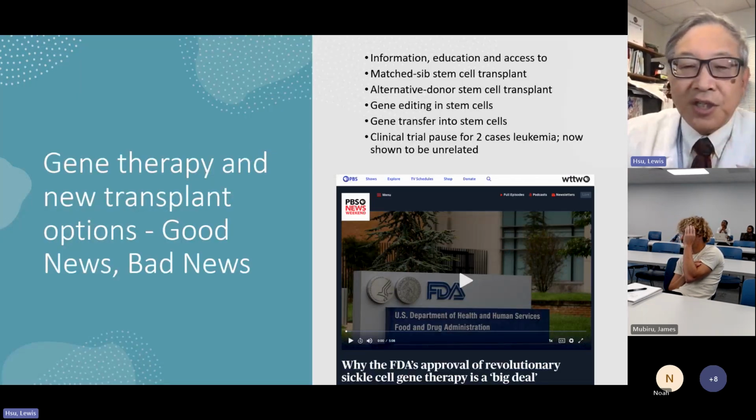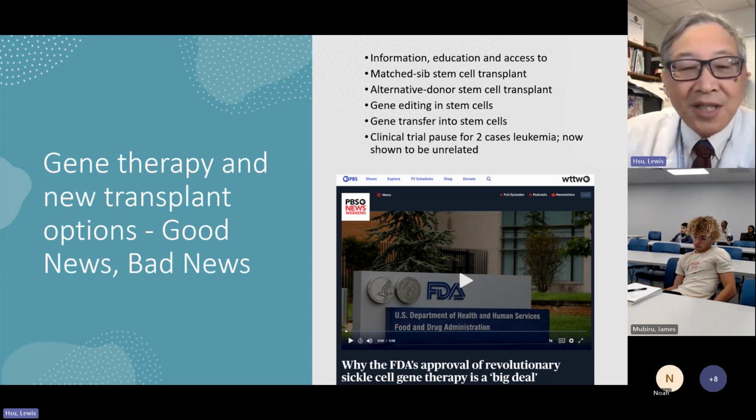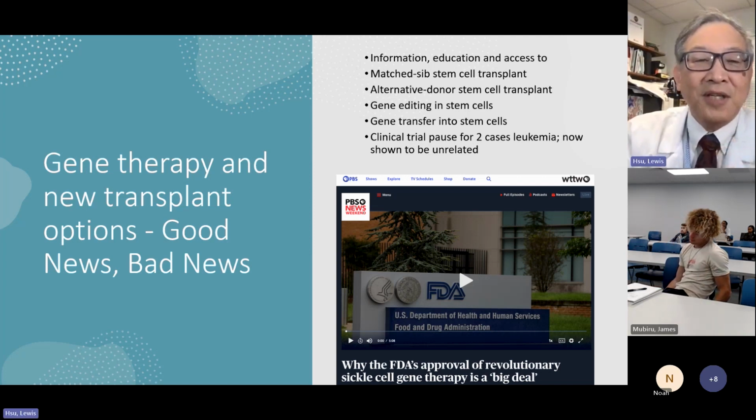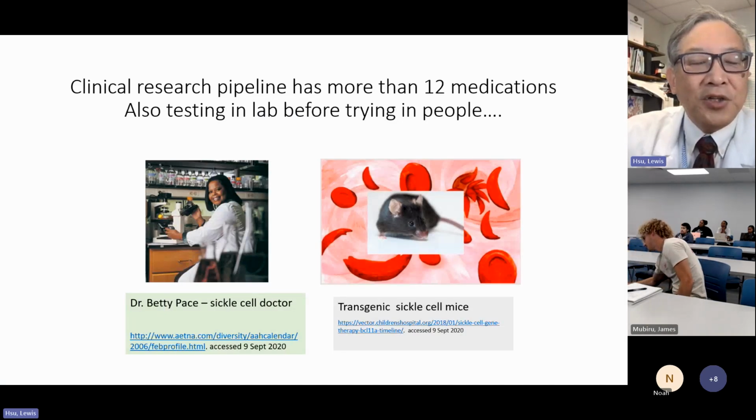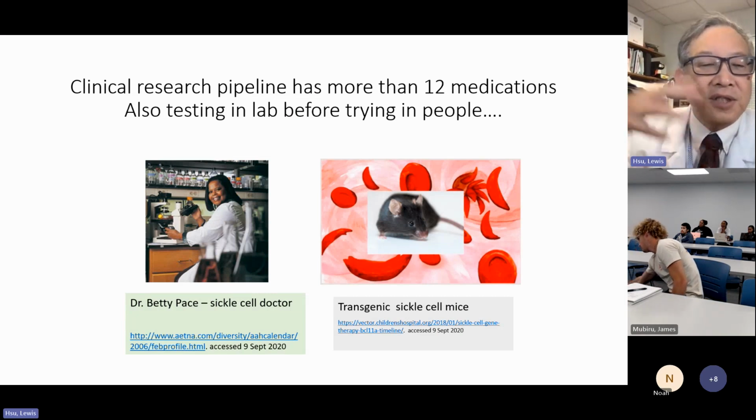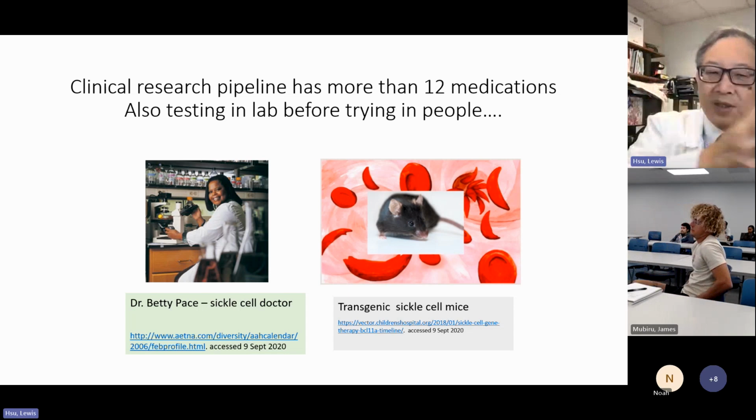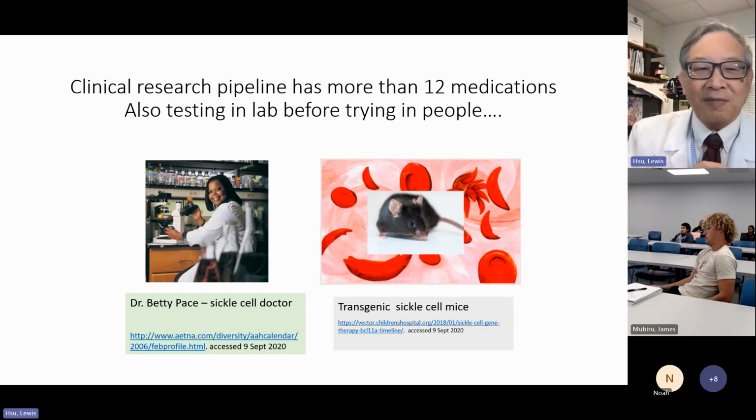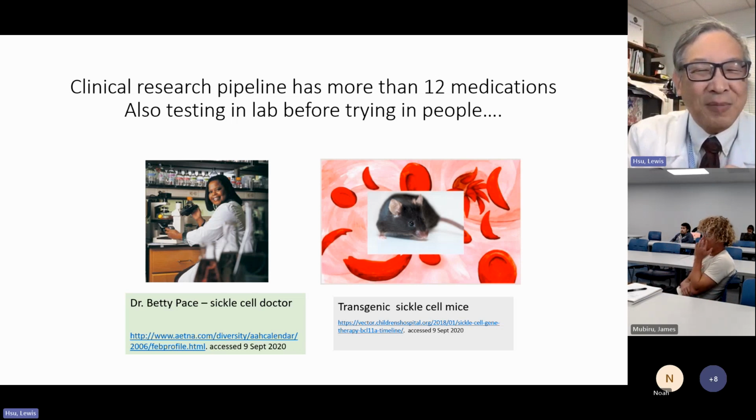And now there's also gene therapy that if we have time, we can talk about that too, which is incredibly cool, trying to adjust the DNA in your own stem cells so that they don't make sickle red cells anymore. The research is continuing in sickle cell with more than 12 medications that are still in clinical trials. So I talked to you about 4 that are approved. There's others that are in this pipeline that are yet to be delivered to full FDA approval.